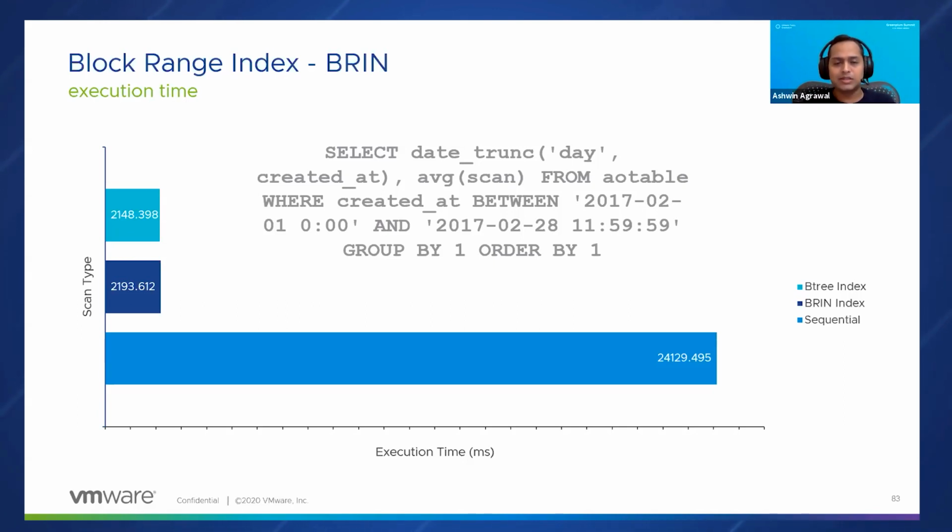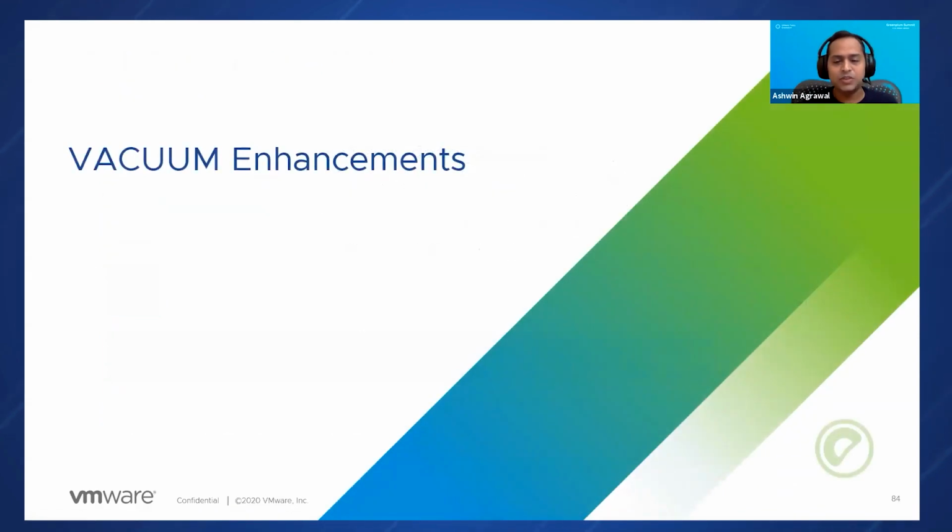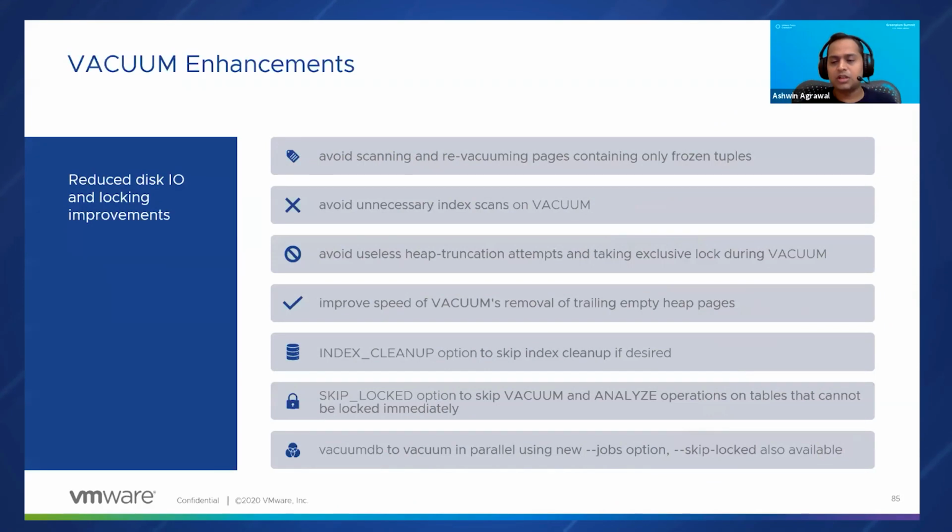Now let's look at the next feature. The next feature I want to talk about is mostly enhancements to vacuum. On the next slide, vacuum is one of the critical components of the MVCC system. Greenplum and Postgres both use MVCC, because of which the need for vacuuming exists, where old tuples or disk space need to be reclaimed after aborts or after deletes on the tables.